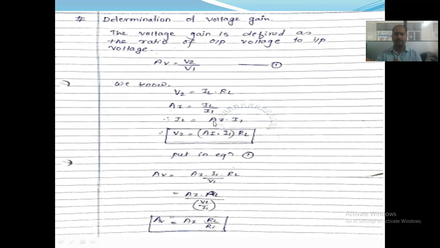So why do we have to do that? Because we have to find out the V2 value. V2 is nothing but IL into RL. But we know the IL value, right? IL is equal to AI into I1. So that's why we have done this equation. IL equal to AI into I1 should be put into this equation. So V2 equal to, for IL we have written AI into I1, into RL.